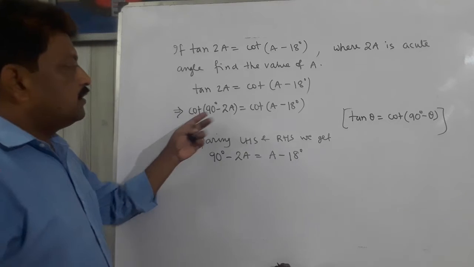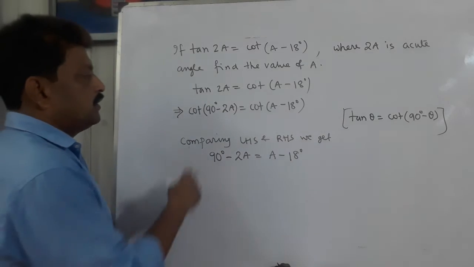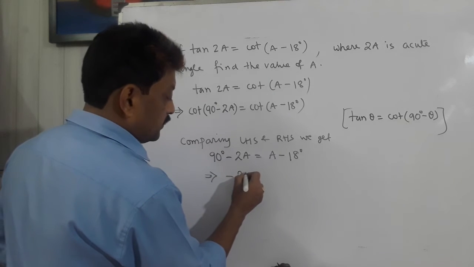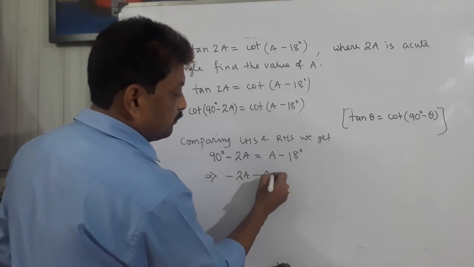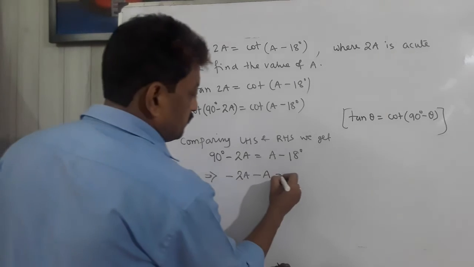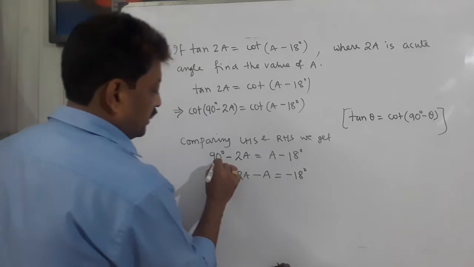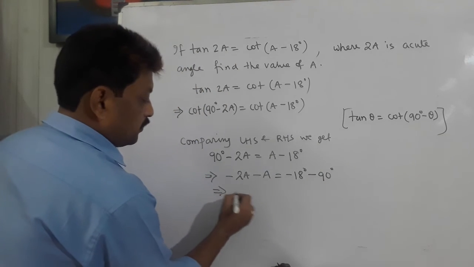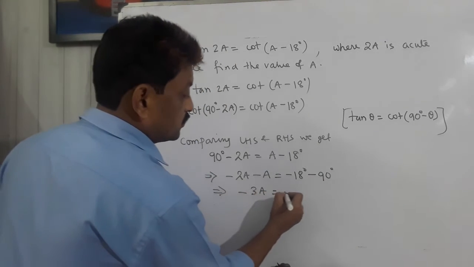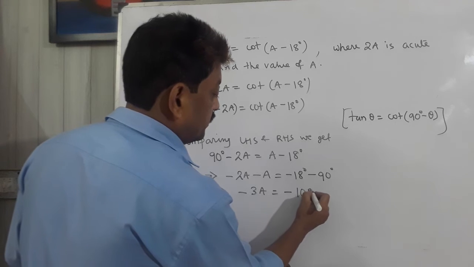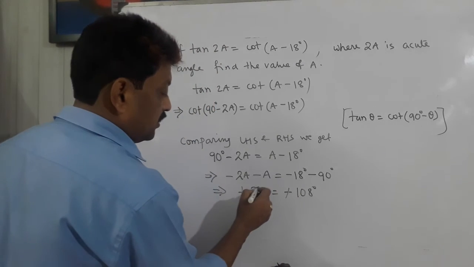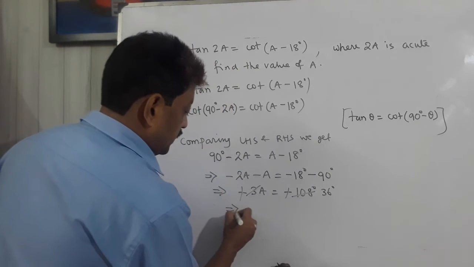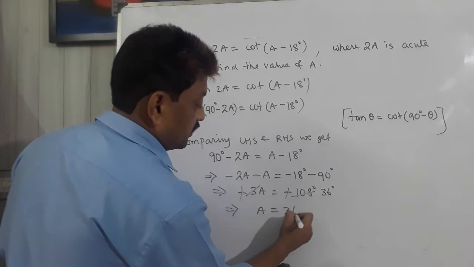From both sides, this cot will be eliminated, only the angle part will remain. So minus 2a and this minus will come to the left hand side, equals minus 18 degrees. 90 degrees will go to the right hand side, it will become minus 90 degrees. Therefore, minus 3a is equal to minus 108 degrees. Minus minus cancel. 3 into 36 is 108. Therefore, a is equal to 36 degrees.